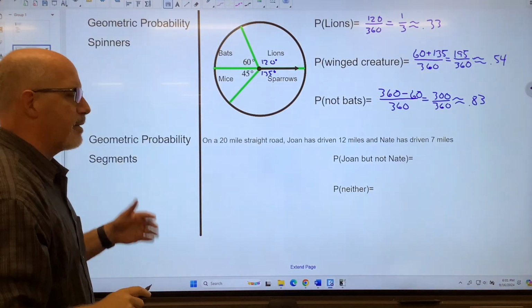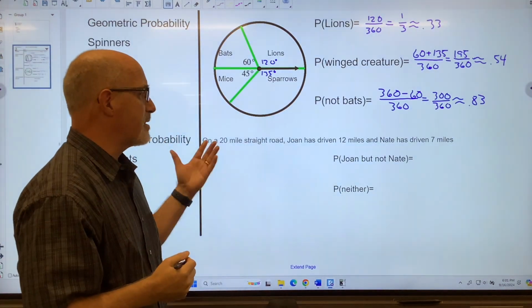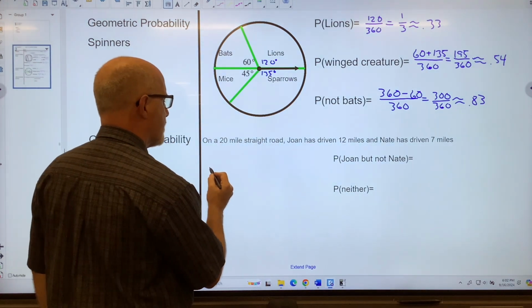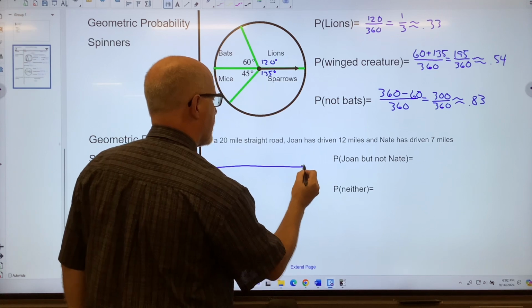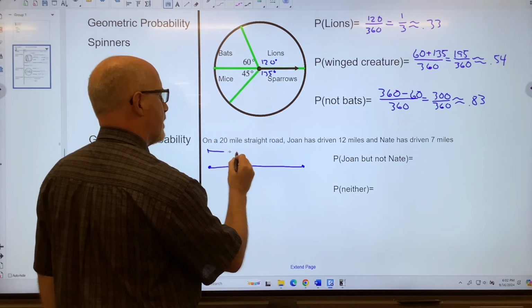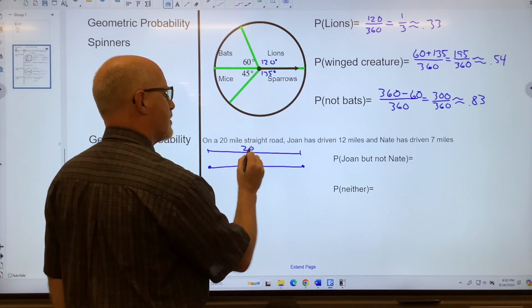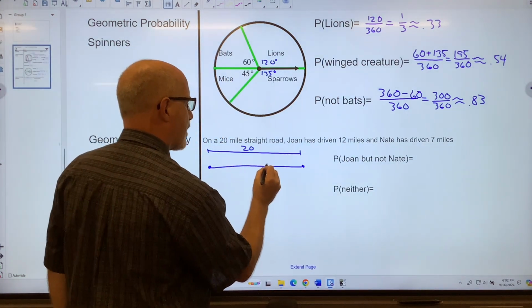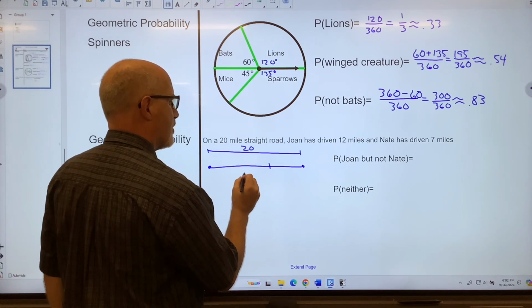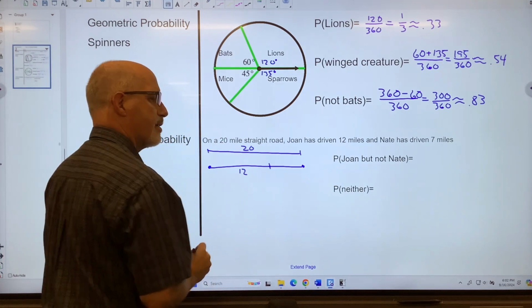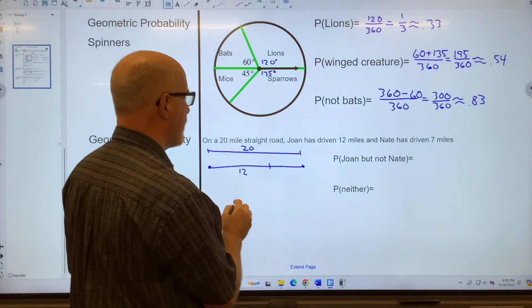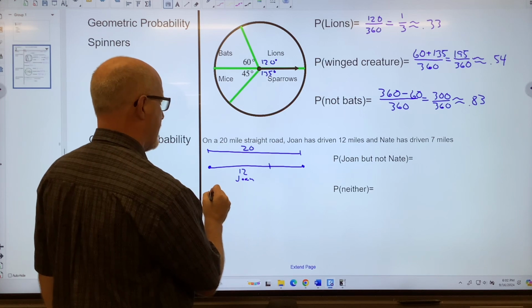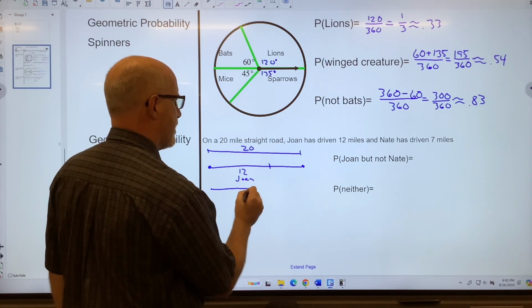Let's do geometric probability with segments. Now for this one, I'm going to set up the segment. It says on a 20-mile straight road, so I'm going to list a 20-mile road here. So from here to here is 20 miles. It says that Joan has driven 12 miles, so I'm going to mark off here as 12 miles. Then it says that Nate has driven 7 miles. So this is Joan. We'll say that Nate just goes 7 miles.